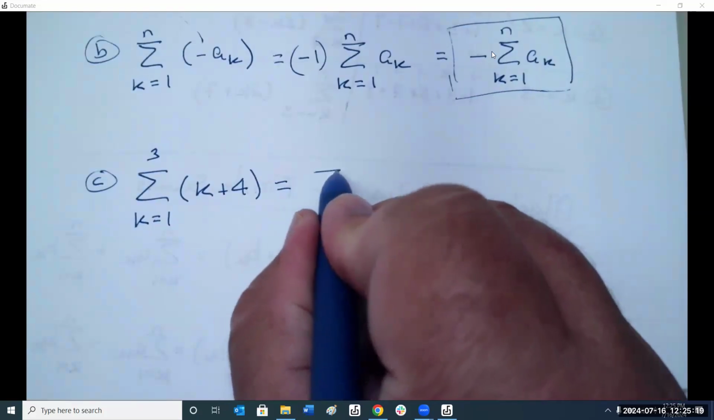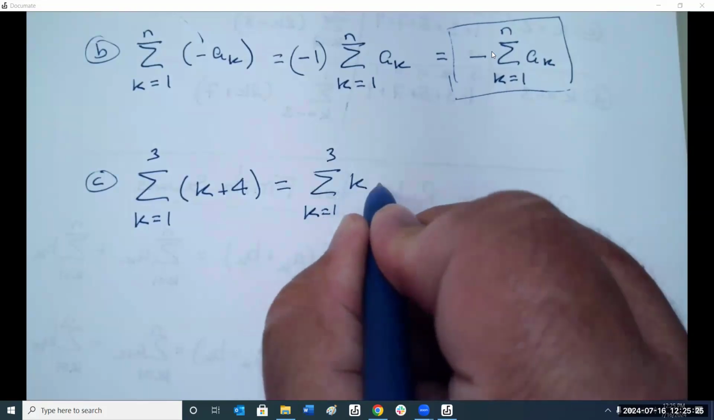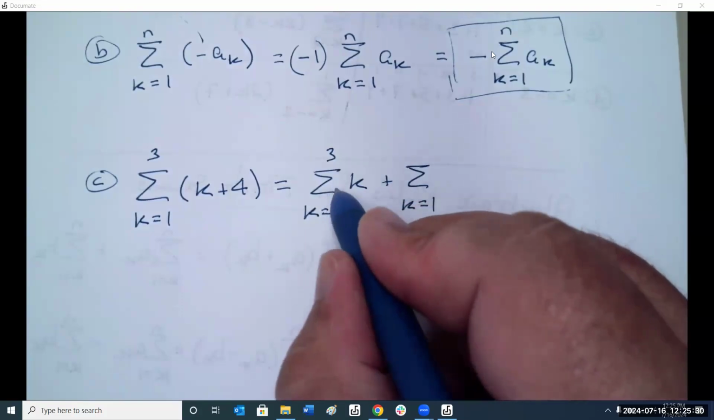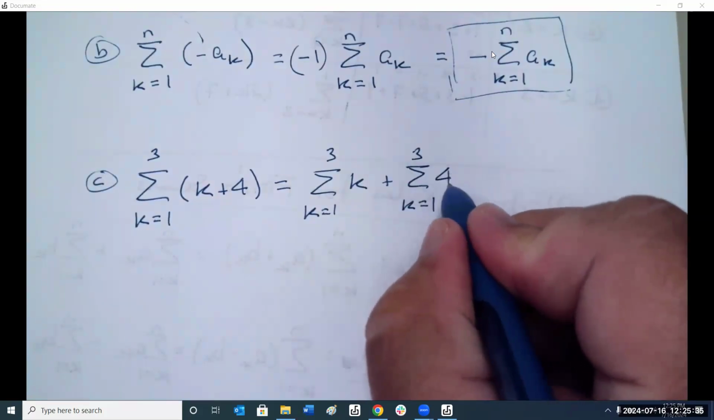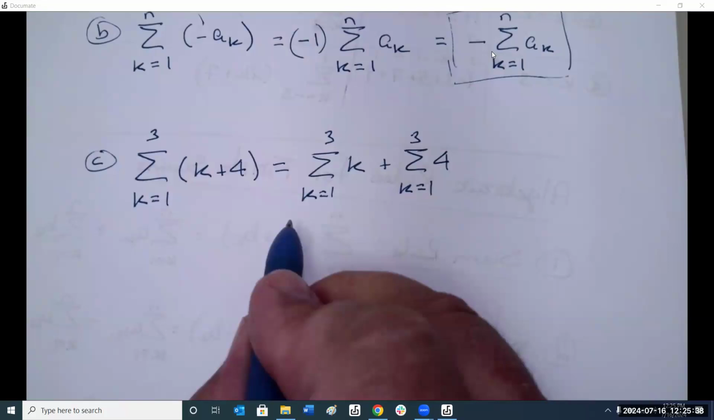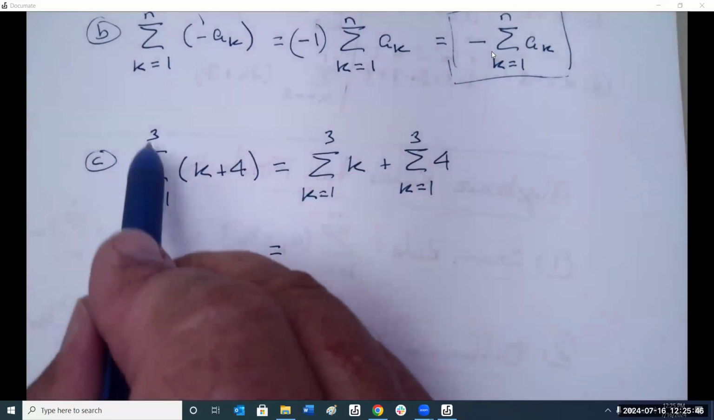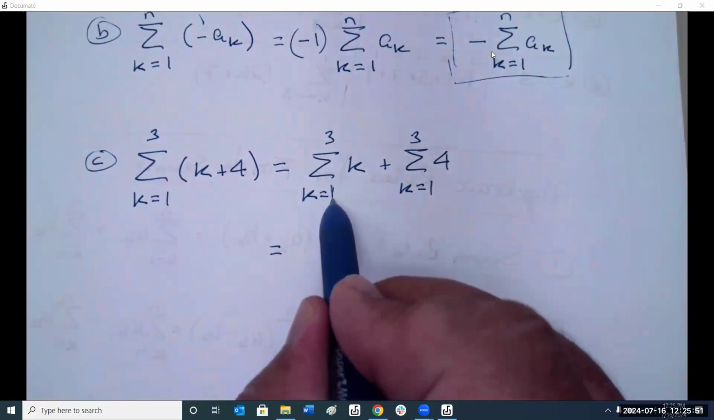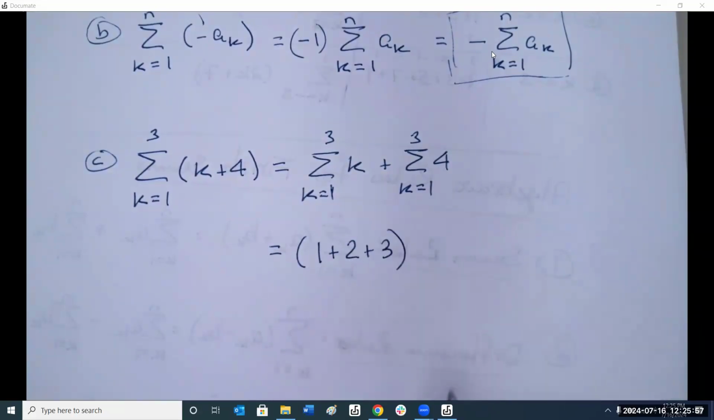This is a sum rule. The summation of k, as k goes from 1 to 3, and the summation of 4 as k goes from 1 to 3. Well, this one we can calculate out because there's no function we don't know, and it's a finite range. So the first one is 1 plus 2 plus 3.